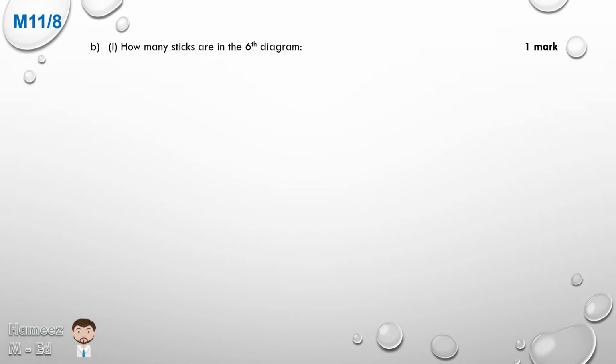Part B, part 1, how many sticks are in the sixth diagram? So each diagram has 4 sticks. As such, in the sixth diagram, there will be 6 times 4, which is 24 sticks. And in part 2, how many thumbtacks are in the seventh diagram?